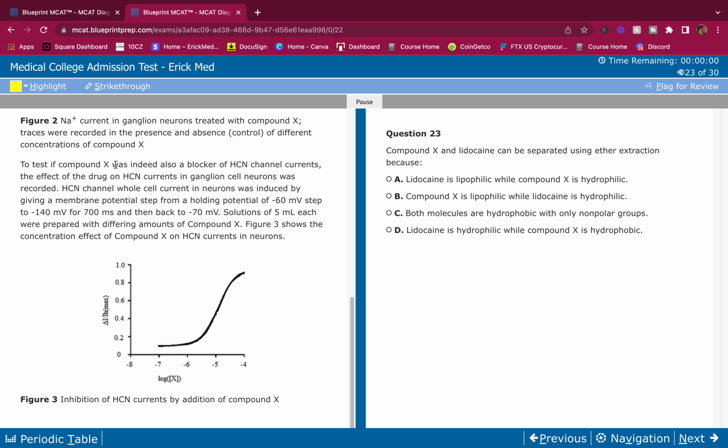All right, so simple but effective sentence here. They want to confirm the results that it is an HCN channel blocker. The effect of the drug on HCN currents in ganglion cell neurons was recorded. HCN channel whole cell current in neurons was induced by giving a membrane potential step from a holding potential of negative 60 millivolts step to negative 140 millivolts steps for 700 milliseconds, then back to okay.